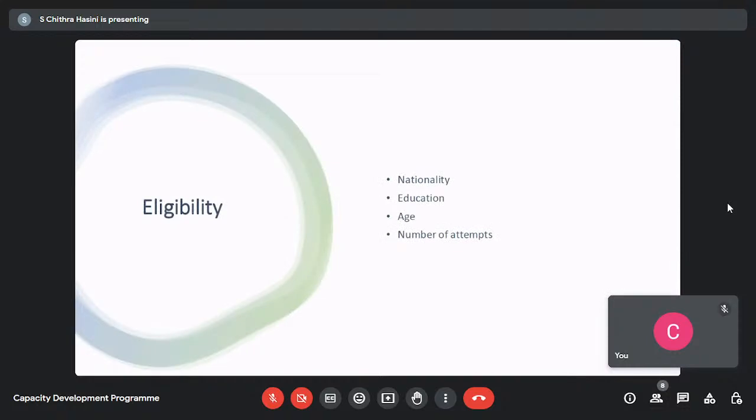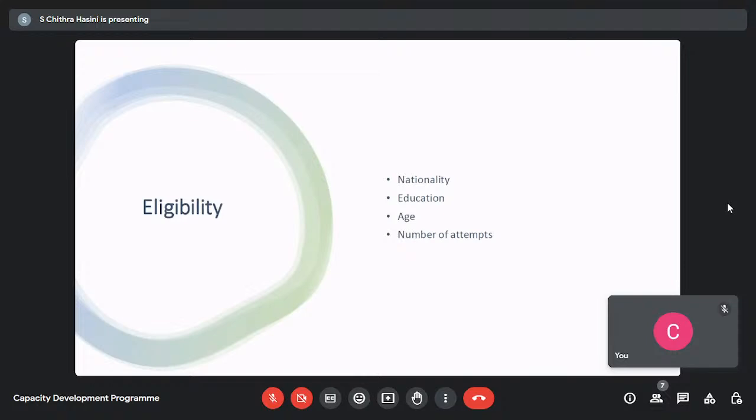Then the eligibility, which has four categories. First comes nationality. For IAS, IPS, and IFS, that is Indian Foreign Service, a candidate must be a citizen of India. For other services, he can be a citizen of India, a citizen of Nepal, or a subject of Bhutan. The educational qualification is a proper degree from any university or college in India. Coming to age limits, you should have a minimum age of 21 years, and the maximum age limit varies with caste.